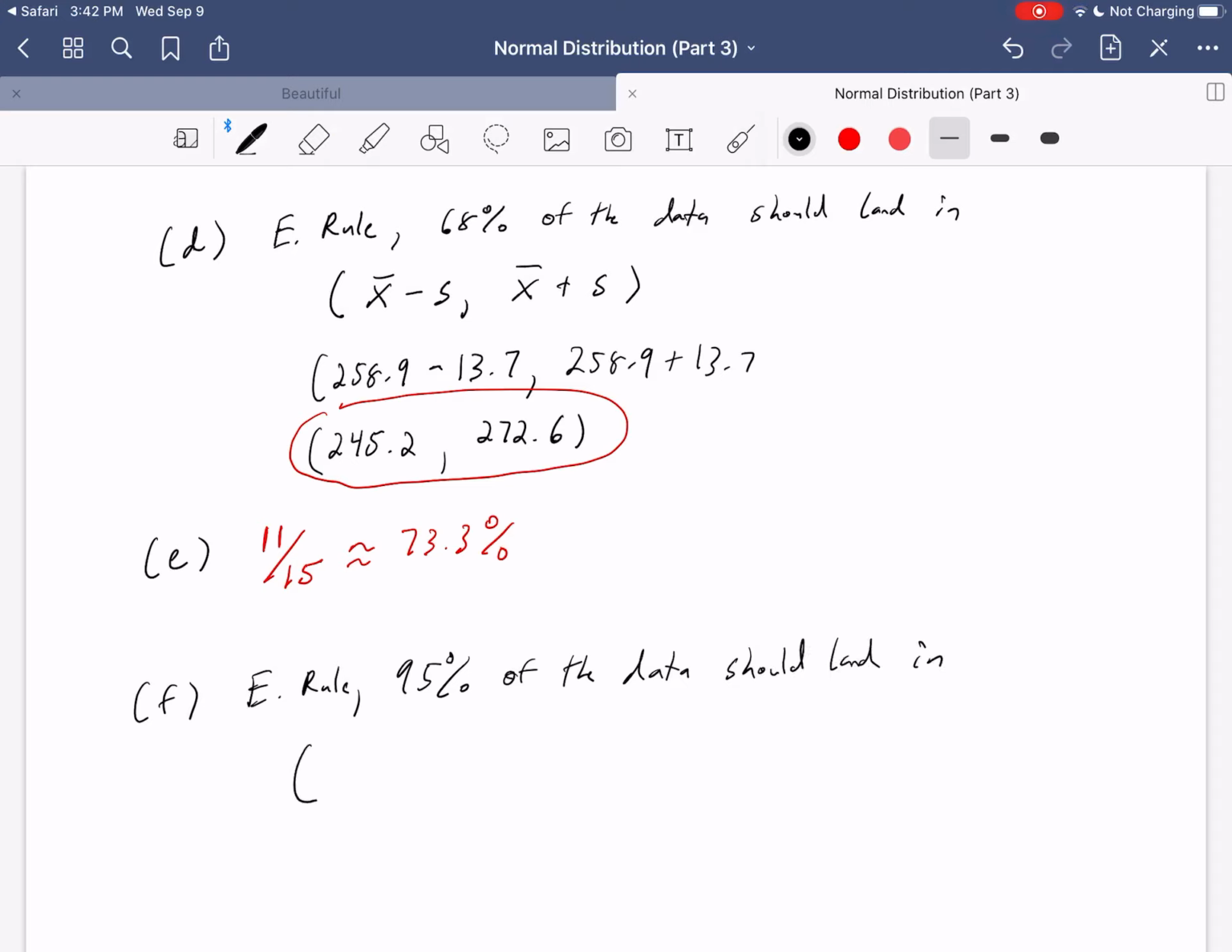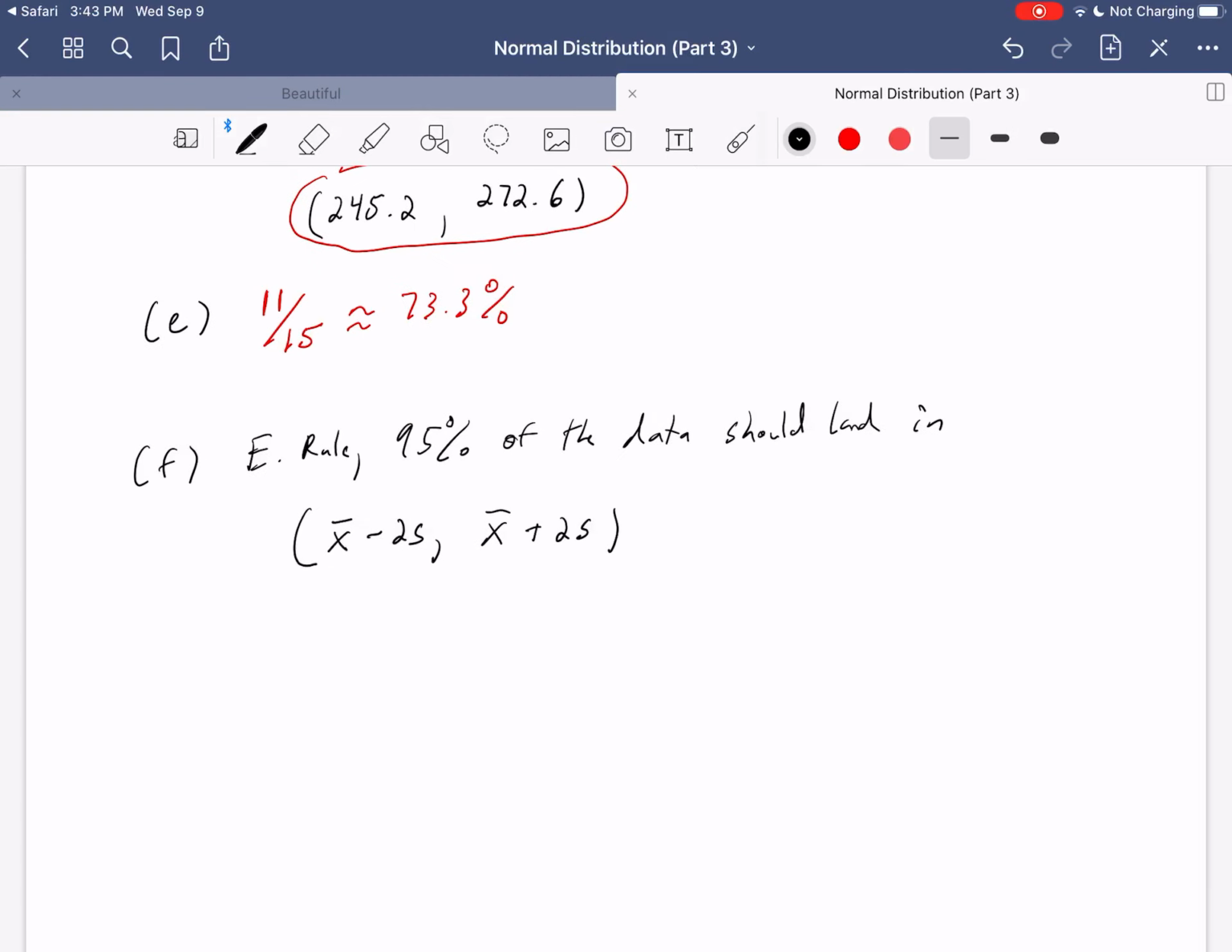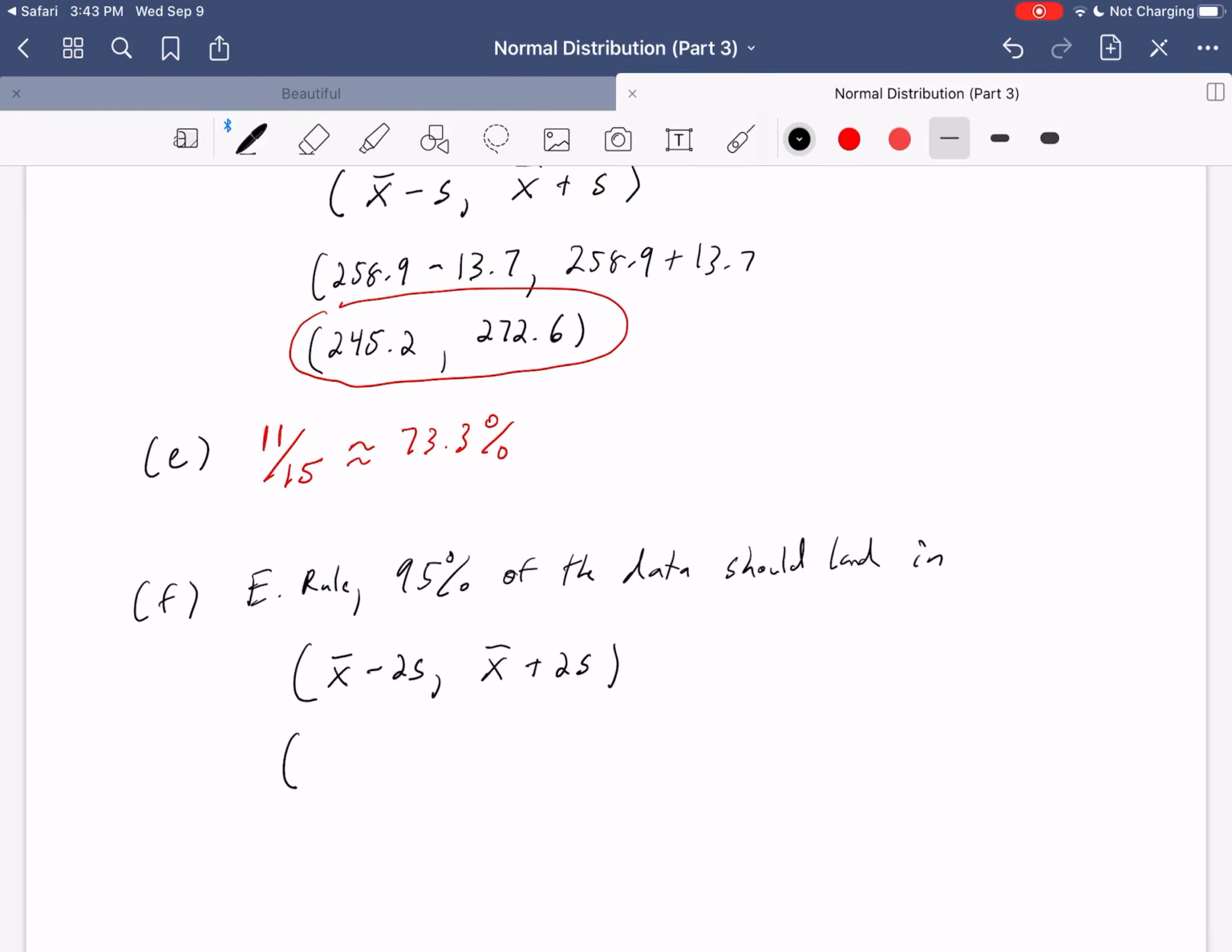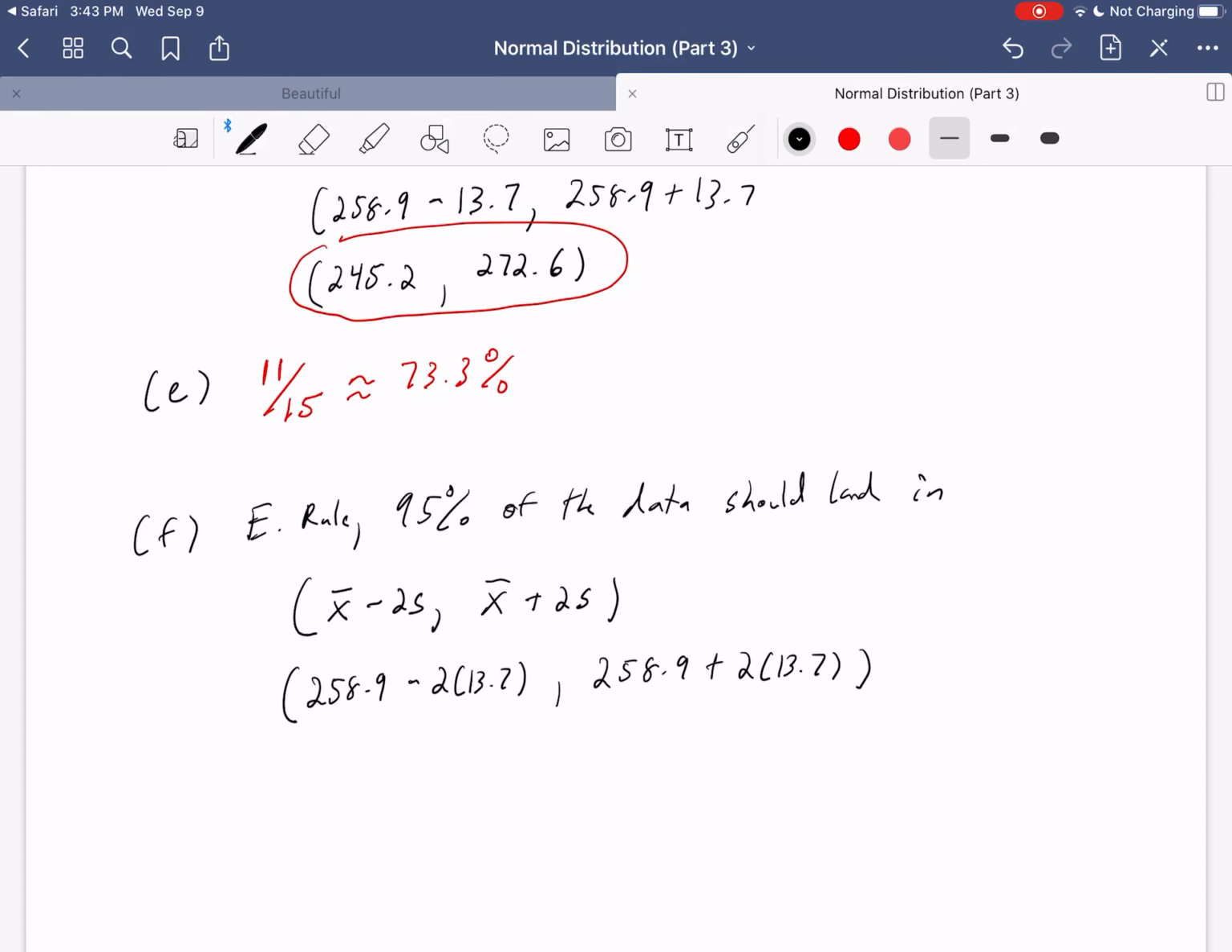Well, for 95% in terms of the empirical rule, we know that's within 2 standard deviations. So we do x bar minus 2s all the way up to x bar plus 2s. So let's go ahead and calculate that. That's going to be our mean was 258.9 minus 2 times 13.7 all the way up to 258.9 plus 2 times 13.7. All right, we can calculate those.